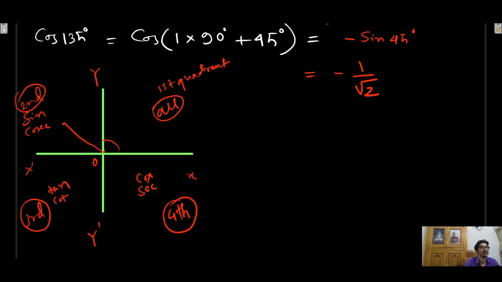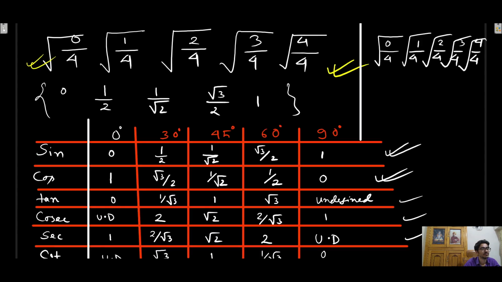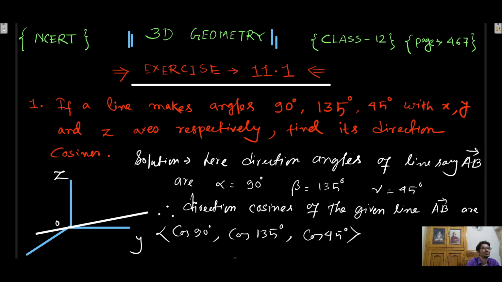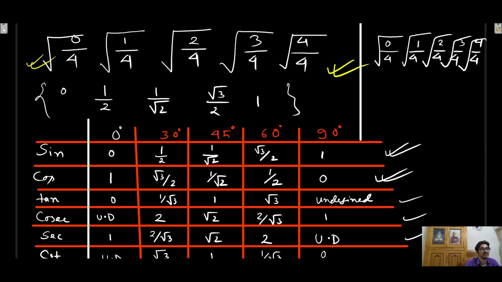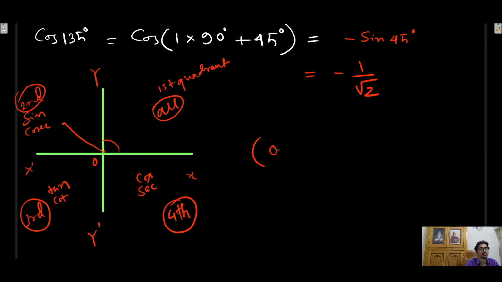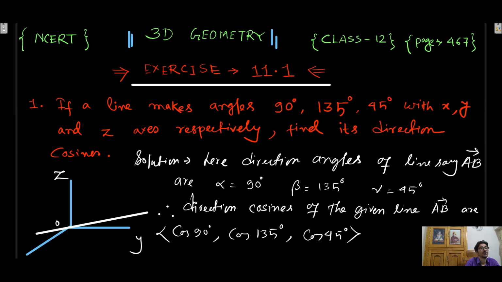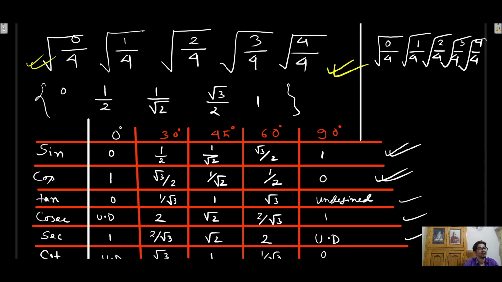Here sine 45 degree, what is the value of sine 45 degree? See the previous table, sine 45 degree is 1 by root 2. Cos 90 from this table is 0. So 0 minus 1 by root 2, and another value cos 45 degree, again 1 by root 2.